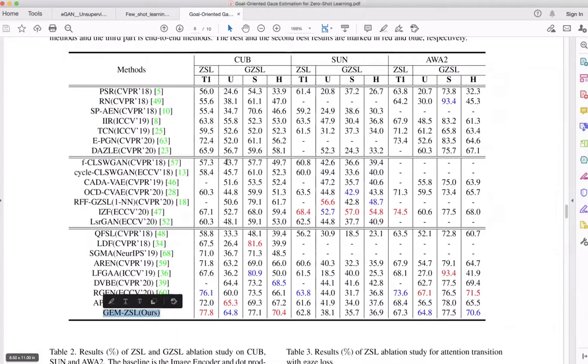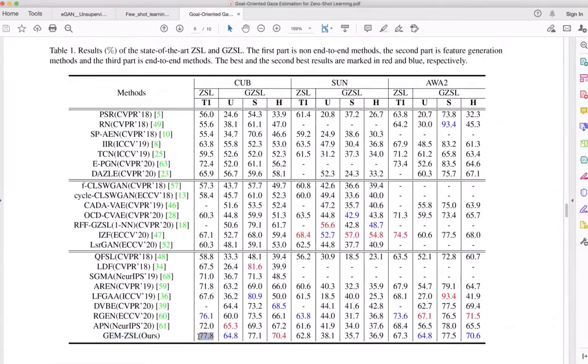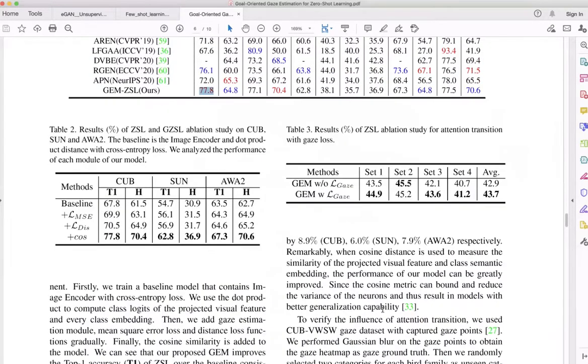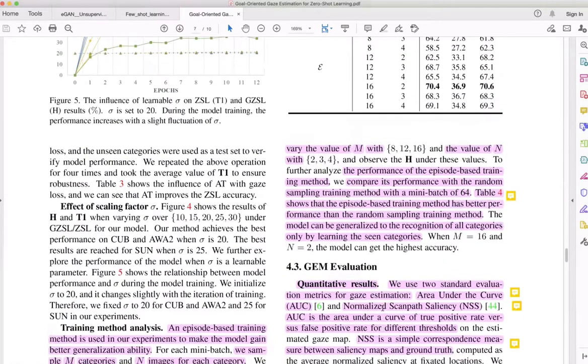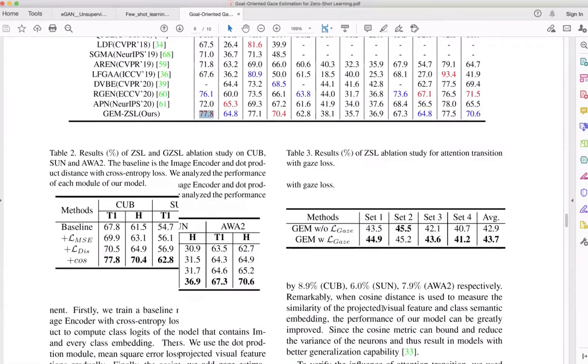So you have divided it into two, the zero-shot learning and the generalized zero-shot learning. And these are the highest, which are shown in red here, on the three datasets. So they have a relatively comparable performance with existing methods in this domain. Okay. Now they did some ablation study on the different components because this is a multi-component architecture.